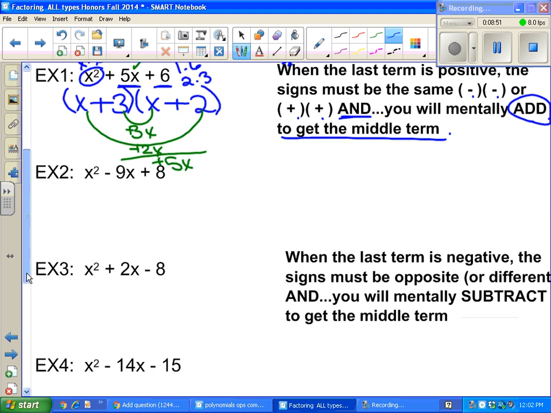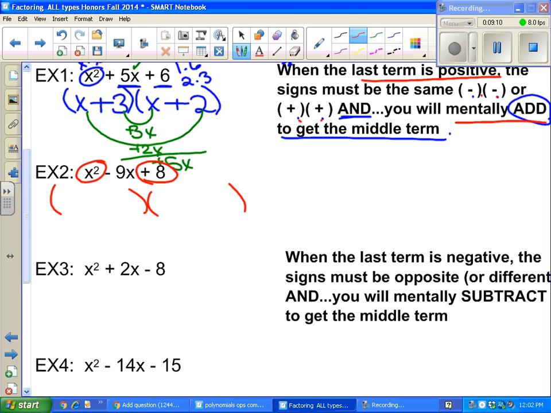Okay, notice example 2. I also have the last term positive. So I know I'm looking at plus plus or minus minus. I have to add to get positive 8. So I'm going to factor the first, and I'm going to factor the last. Then I'm going to mentally add to get the middle term.